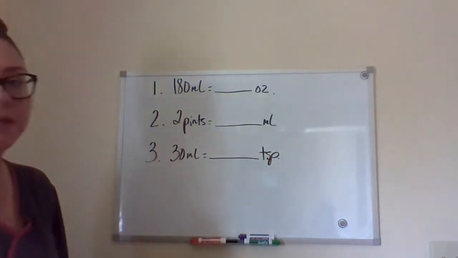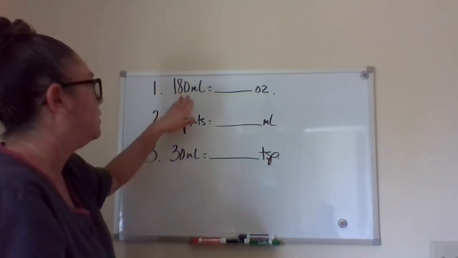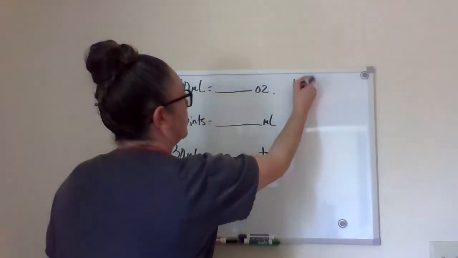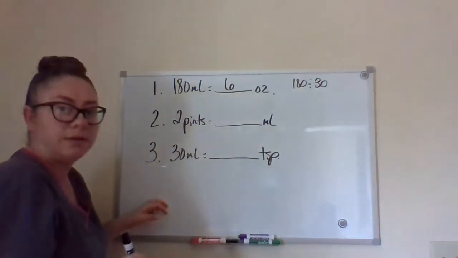The first problem says convert 180 milliliters to ounces. I know that 1 ounce contains 30 milliliters. So I'm going to divide 180 by 30 and I get 6.